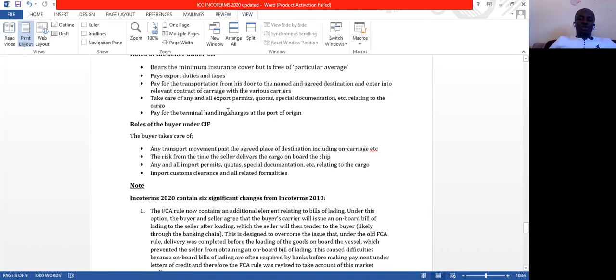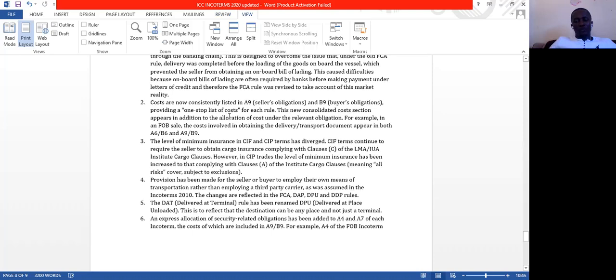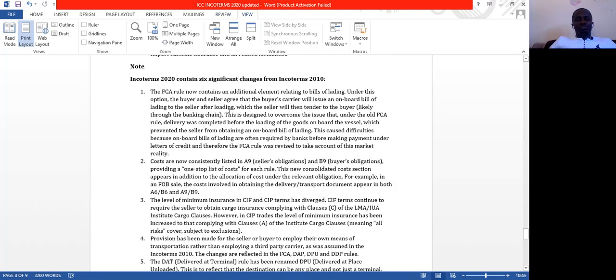Now, there are things which you need to note in the new 2020. It contains 6 significant changes which were made from the Incoterm 2010. One, the free carrier rule now contains an additional element relating to the bill of lading. This was not there. Okay. And under this option, the buyer and the seller agree that the buyer's carrier will issue an on-board bill of lading to the seller after loading, which the seller will then tender to the buyer. That is likely through a banking chain.